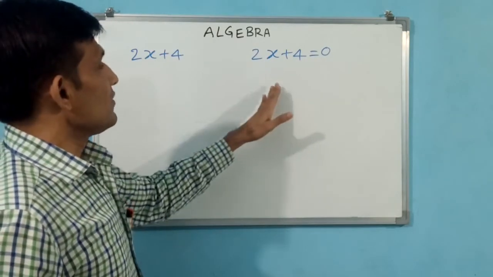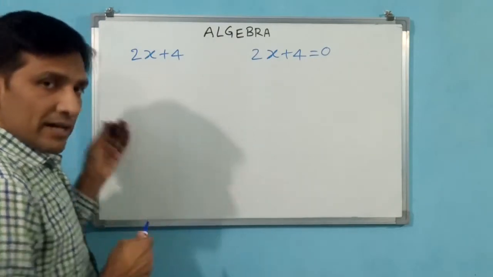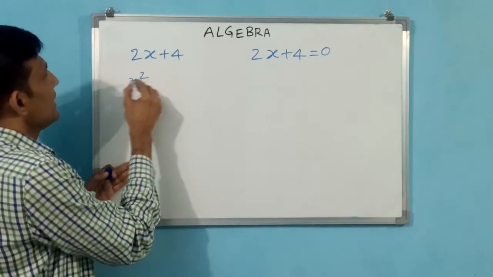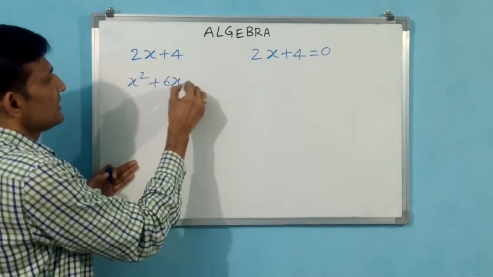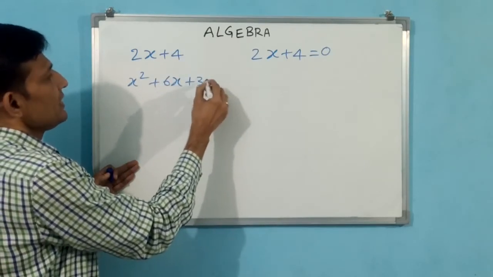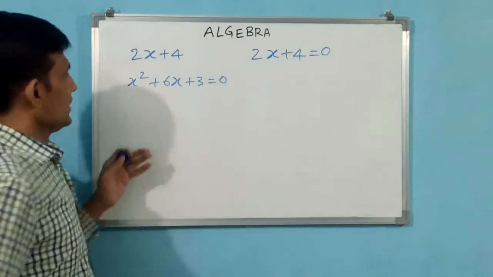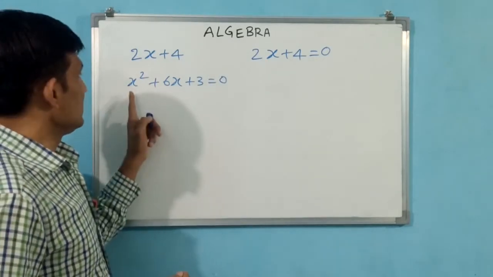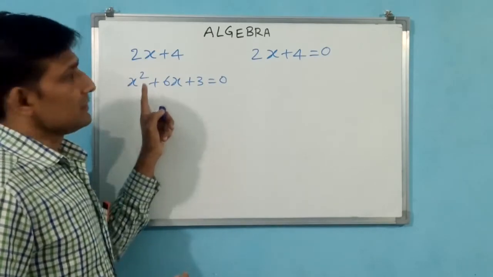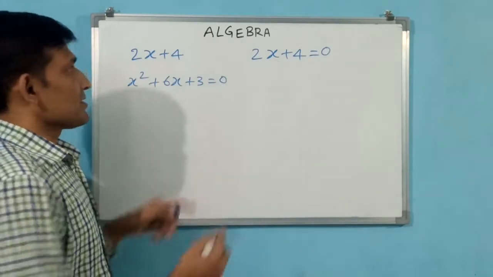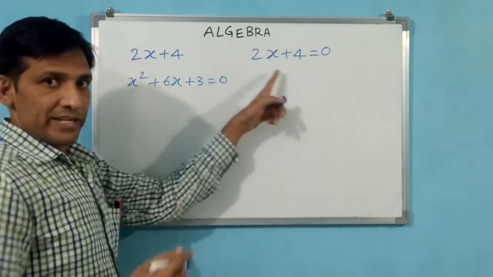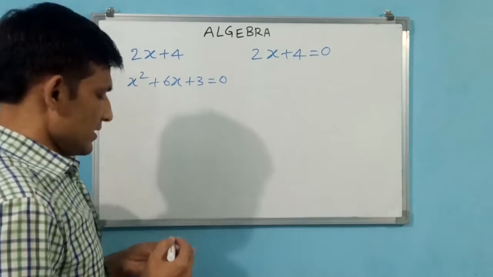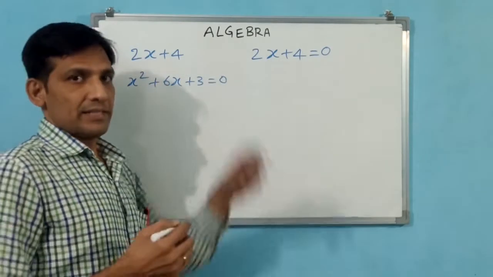Okay, now let us write another equation. Say x square plus 6x plus 3 is equal to 0. This is also an equation, equal to is there, but this is a quadratic equation. Linear equation, quadratic equation. X power 1 is there, linear equation. X power 2 is there, quadratic equation. Okay. Now let us find x here.